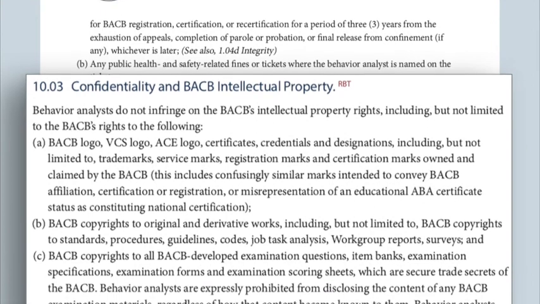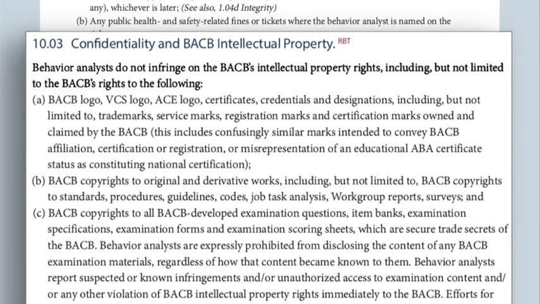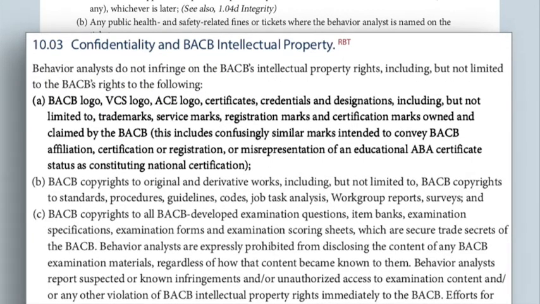10.03 Confidentiality and BACB intellectual property. Behavior analysts do not infringe on the BACB's intellectual property rights, including, but not limited to, the BACB rights to the following. A. BACB logo, VCS logo, ACE logo, certificates, credentials, and designations, including, but not limited to, trademarks, service marks, registration marks, and certification marks owned and claimed by the BACB. This includes confusingly similar marks intended to convey BACB affiliation, certification or registration, or misrepresentation of an educational ABA certificate status as constituting national certification.